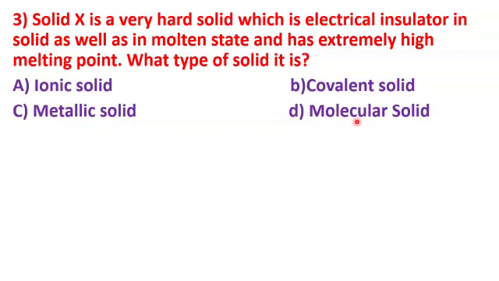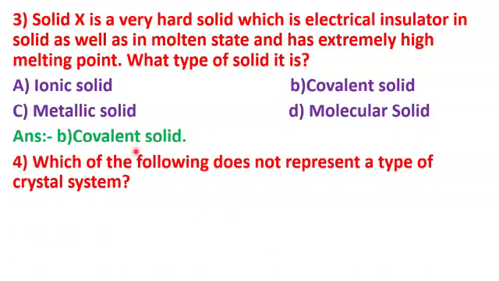If you consider the properties of molecular solids, they are soft in nature, they will have low melting points, obviously insulators, but since it is soft in nature and has a low melting point, this cannot be matched with the properties of solid X, so D can be eliminated. So remaining is B, covalent solid. So this property is shown by covalent solid. So solid X is a type of covalent solid. So answer is B, covalent solid.